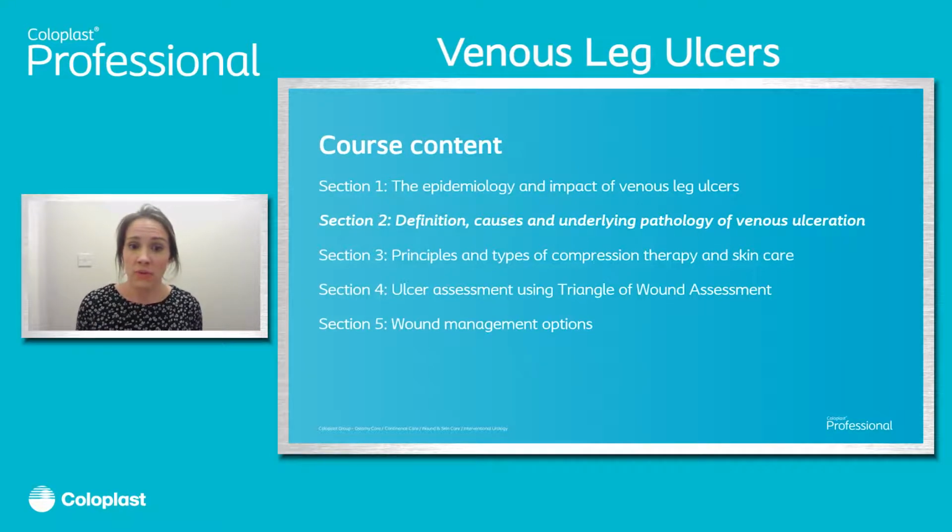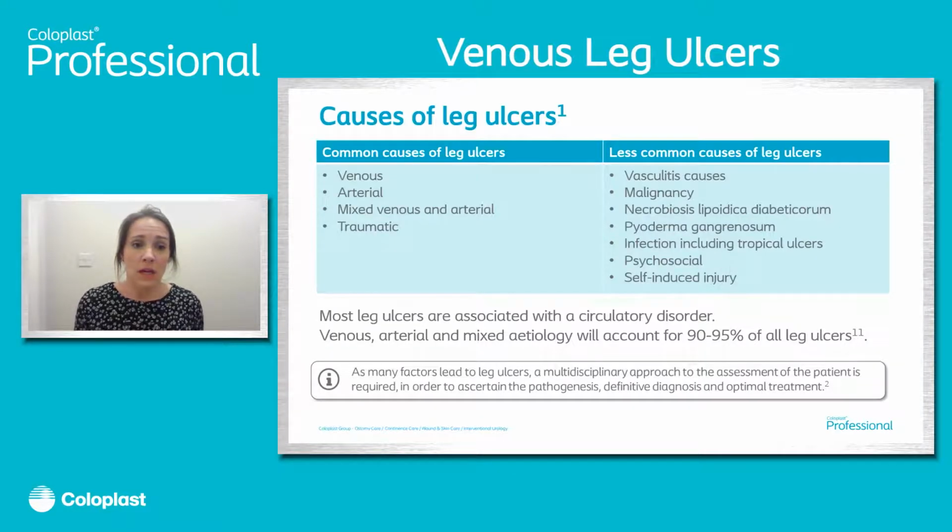So we'll now go into a bit more depth on the underlying pathology of the venous leg ulcer. Some of the more common causes, let's start there. So when we're talking about common causes, it could be that actually we have a skin tear, for example, on a lower limb of somebody who actually has an underlying venous disease. So with all leg ulcers, there will be some sort of underlying disease, whether that's venous, arterial, mixed etiology, or a traumatic event which has led to the development of an ulcer.